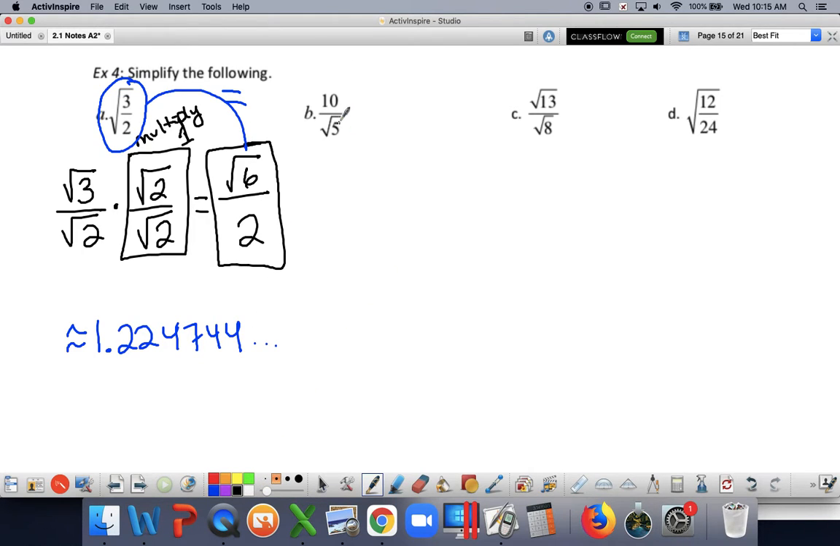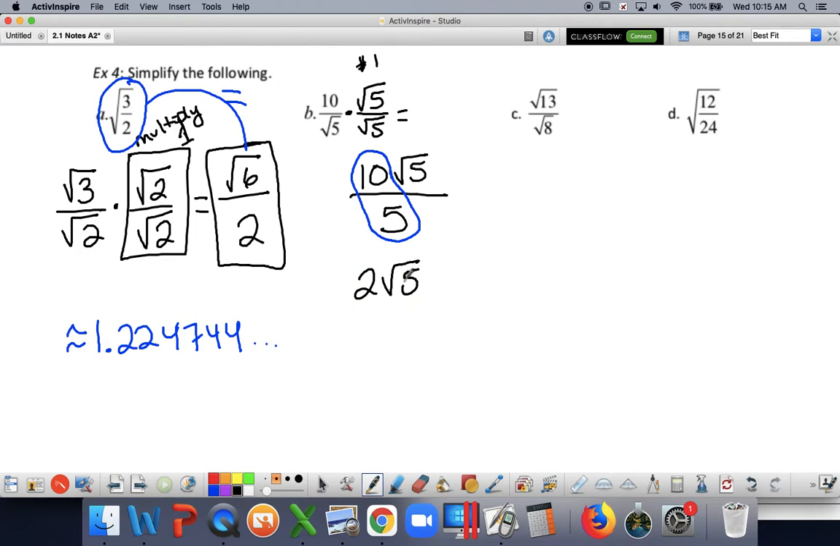All right, let's look at letter B. I have a radical in my denominator, not allowed, so I'm going to multiply my numerator and denominator by whatever the radical is that's in the denominator. Remember, this is just the number 1. In my numerator, I'm going to wind up with 10 square root of 5, and in my denominator, I wind up with 5. Now, sometimes when we're done multiplying, we will be able to simplify. And right here, I have 10 divided by 5, and 10 divided by 5 is just 2. So this can be simplified down even further.